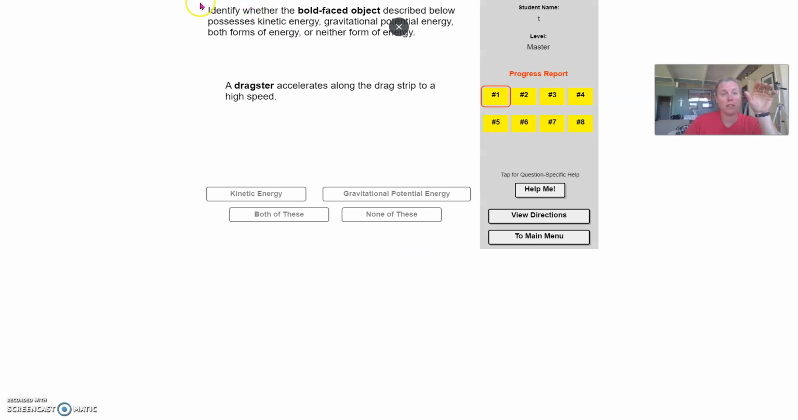Remember, one of the most important things about these is please read up here before you go there. So identify whether the bold-faced object described below possesses kinetic energy, gravitational potential energy, both forms of energy, or neither form of energy. A dragster accelerates along a drag strip to a high speed. First of all, I see speed, so it's definitely got kinetic energy. It says along the drag strip, and to me, drag strips are nice and level, so there's no change in potential energy. So I've eliminated gravitational potential, thus both. And clearly I do have energy because I have speed. So that's how I kind of go about it.